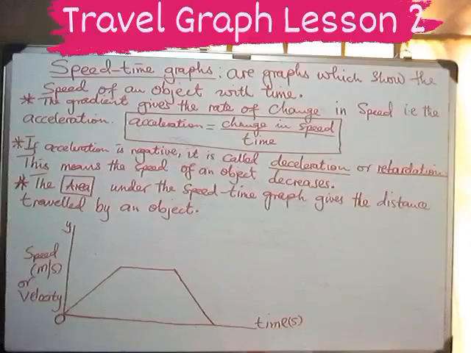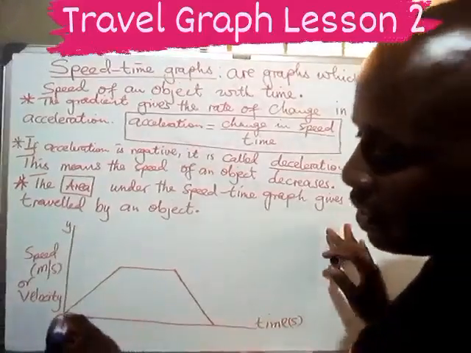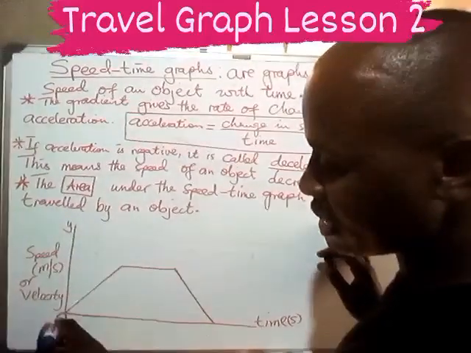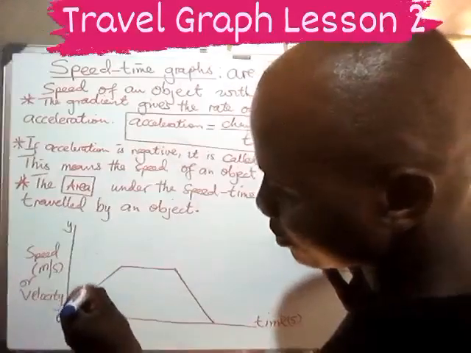What are we trying to say? The gradient gives the rate of change in speed, and the meaning of the gradient in this case is what we call the acceleration. Now acceleration is found by saying the change in speed with time. So it is the rate of change of speed with time. So we have this graph here which I have just drawn. This gradient here, the steepness of this, is what we call acceleration.